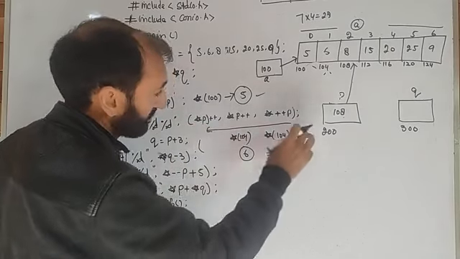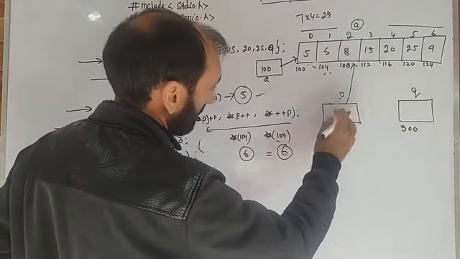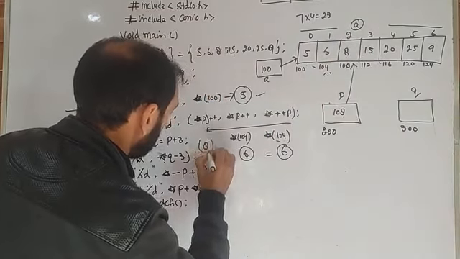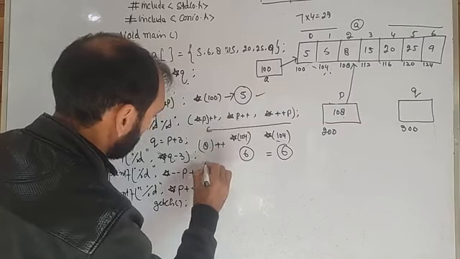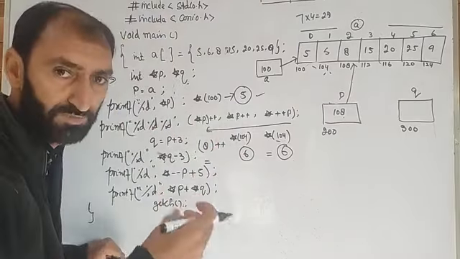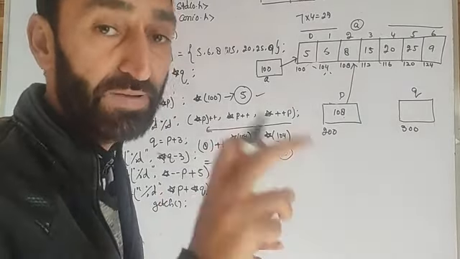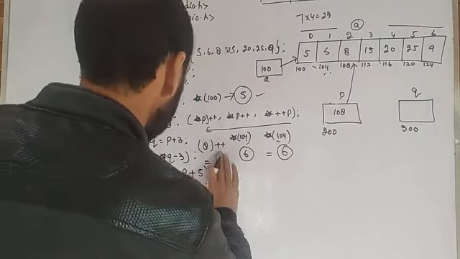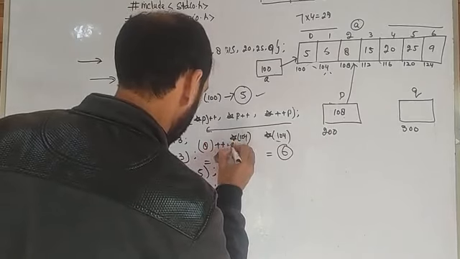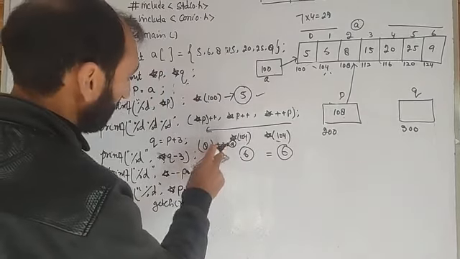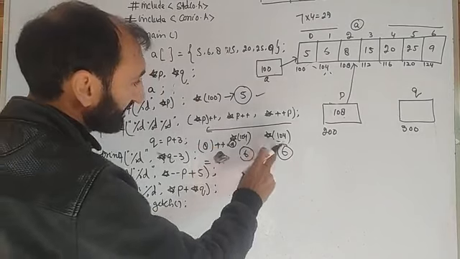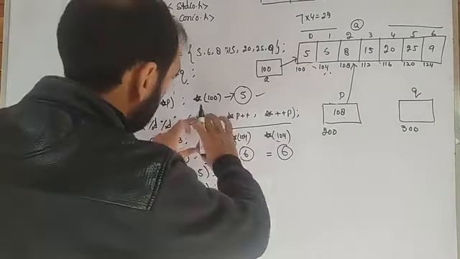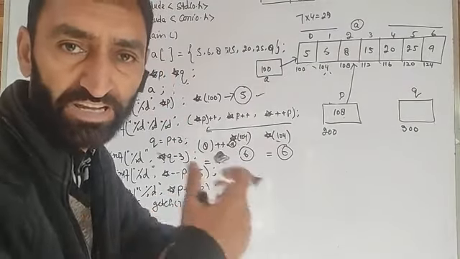Value at p. p is 108. This is p, 108. Value at p is 8. Value at p plus plus, that will take 8 plus, which means 8 will get incremented by 1. That means 9. The output of this instruction would be 9. So the output is 9, 6, 6. Hope you have understood how these instructions get executed. You can check the working of these instructions.